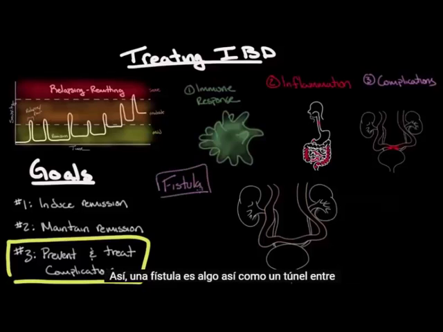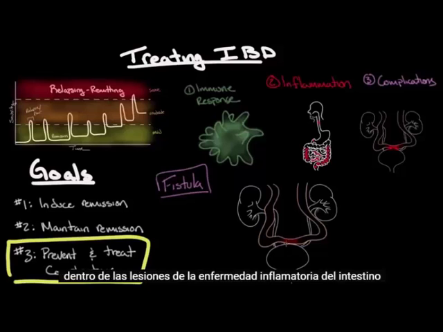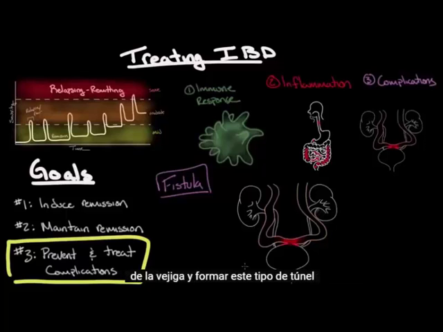So a fistula is kind of like a tunnel between two structures that aren't supposed to be connected. So imagine in this drawing here you have the bladder, and it's kind of right up next to a loop of the small bowel. Well, if that loop of the small bowel becomes inflamed with an inflammatory bowel disease lesion, such as in Crohn's disease, and that's right up next to the bladder, well, unfortunately, over time, that inflammation can extend through the wall of the bladder and form this kind of tunnel into the bladder.